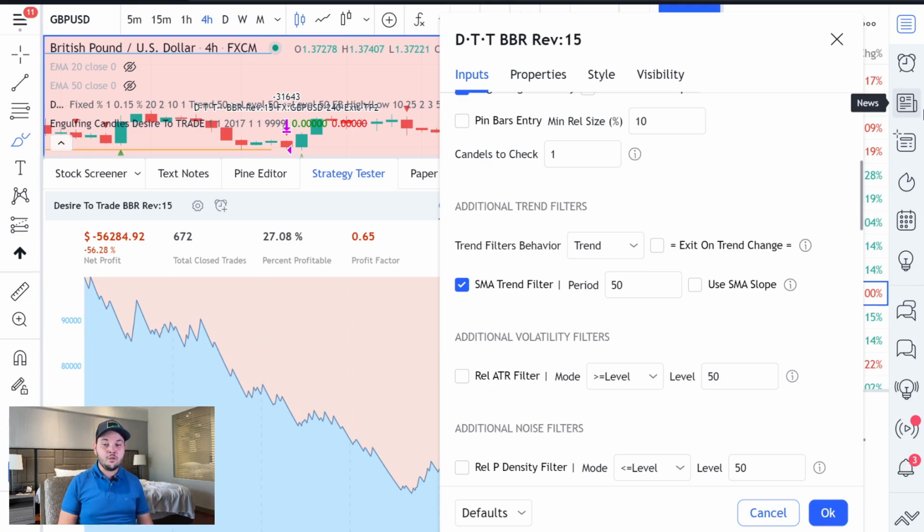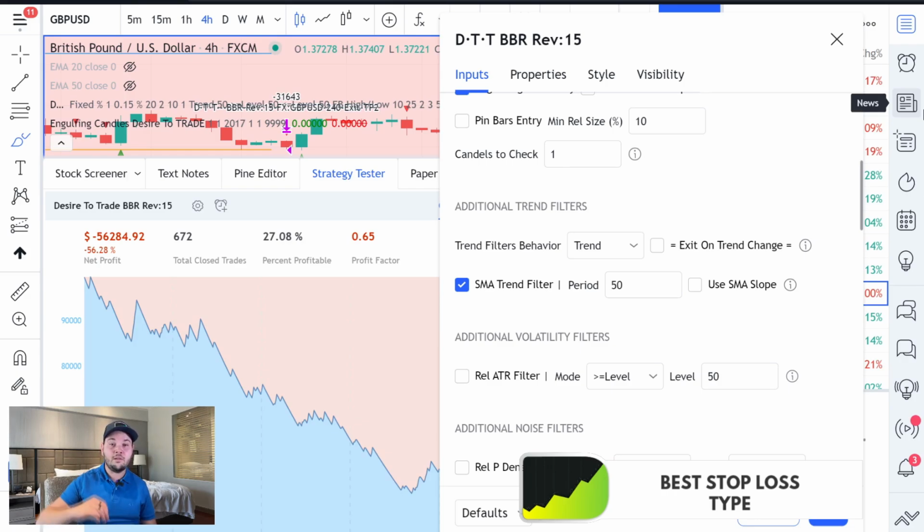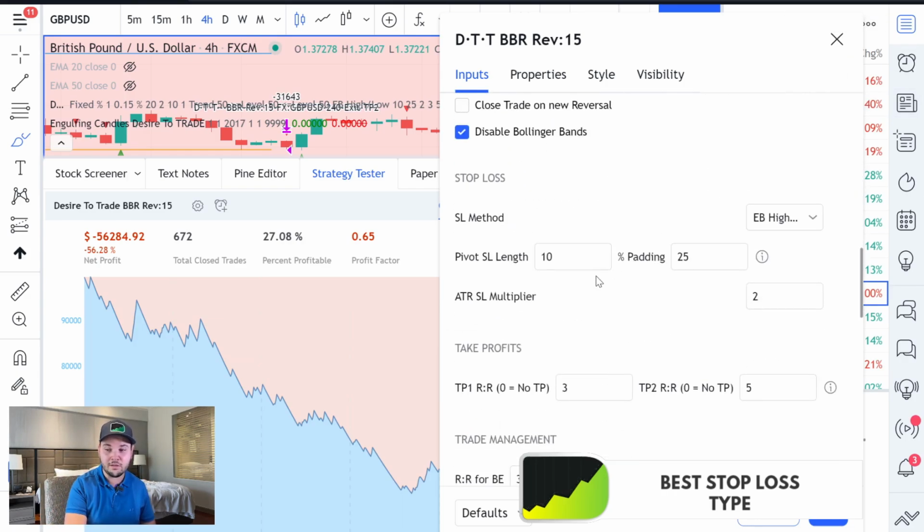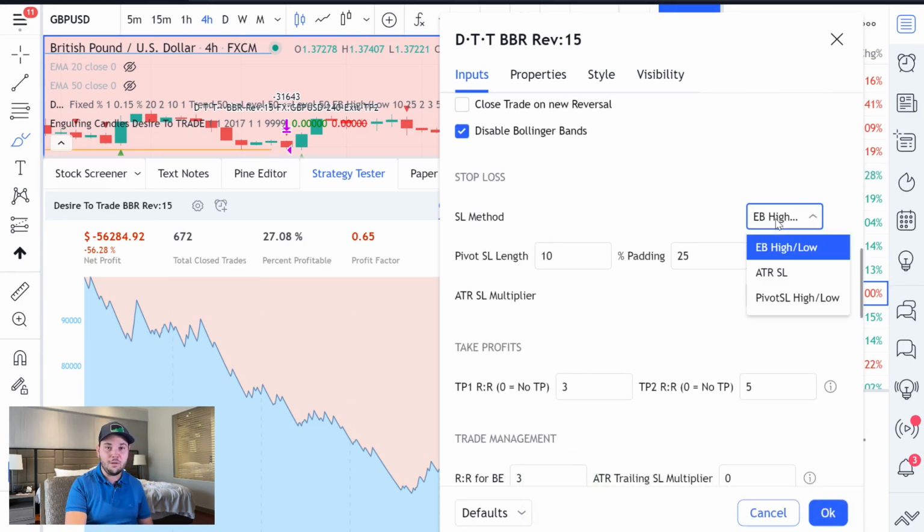Now, before we move on to other ways to make it better, let's talk about stop loss. A lot of people are going to say, well, put your stop loss beyond the high of the engulfing candle. Sure, that's the way to do it, I think. Okay, that's a pretty good way. So with this tool here, with the algo, we can actually filter which stop loss type is better. So what it's using, and you can see the results here, 27%, 0.65.